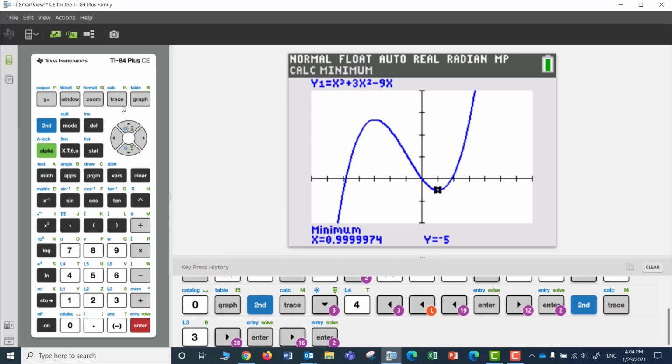So you're just using trace. Make sure you do second trace. Let the calculator program actually search for the answer for you. Instead, if you move the cursor there and try to see what the y coordinate of the highest point is, sometimes it will have approximation error.